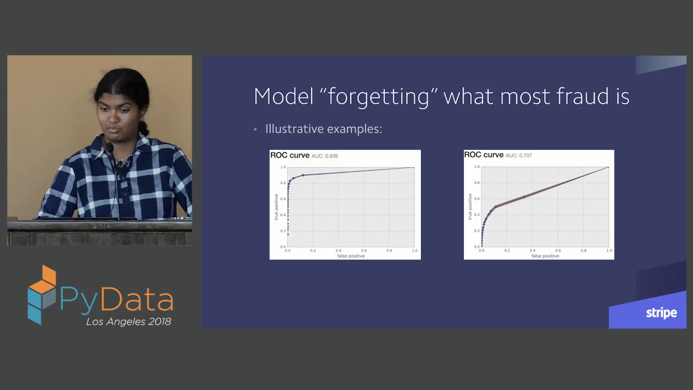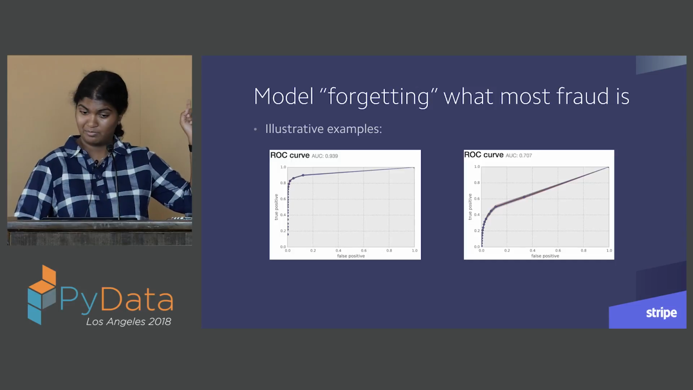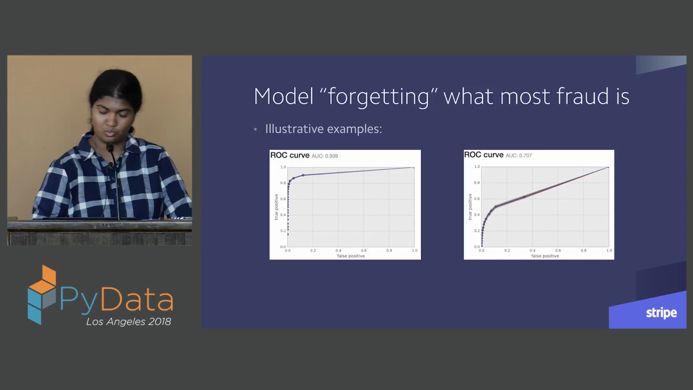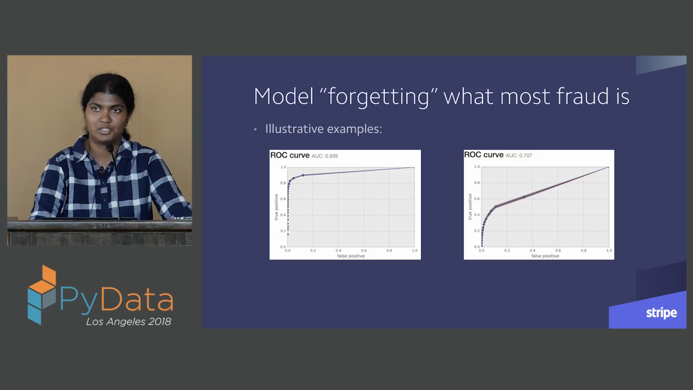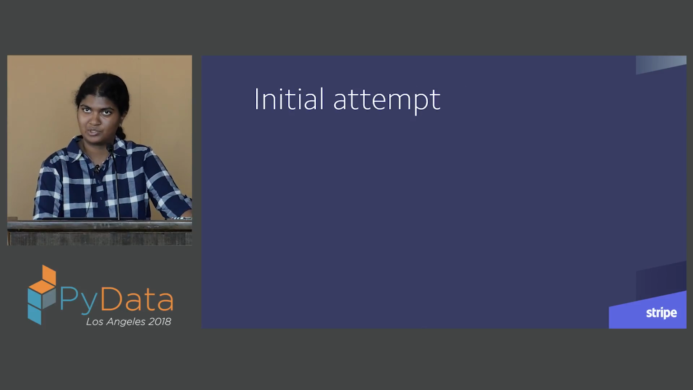And this is a real problem. So the ROC curve on the left was when we first trained the model. It was doing great. And then the curve on the right, which is a lot worse, was after the model forgot what easy fraud looked like, because we just kept training it on the really, really hard fraud. So how do we set up our counterfactual evaluation framework to solve these two issues?